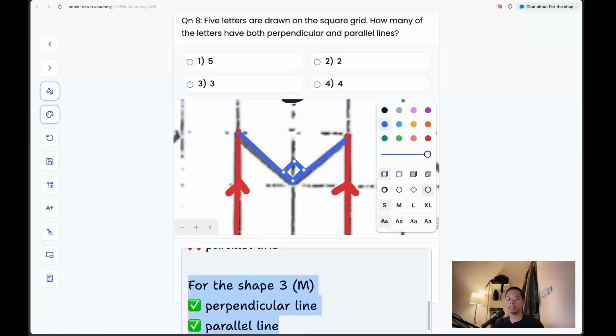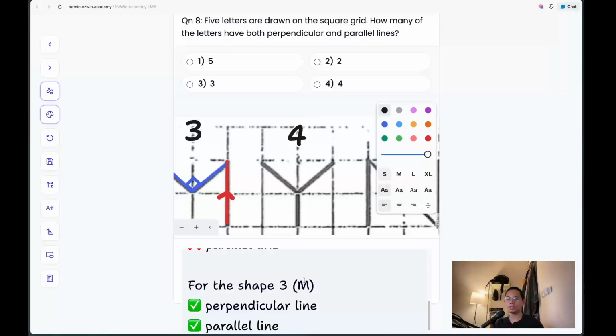All right, let's move to the next shape. So shape number 4, do we see a perpendicular line? Yes, we do. The perpendicular line is here, but do we see a parallel line? No, we don't. So in this case, shape number 4 is a Y. The parallel line is not found. So we're going to give a cross.